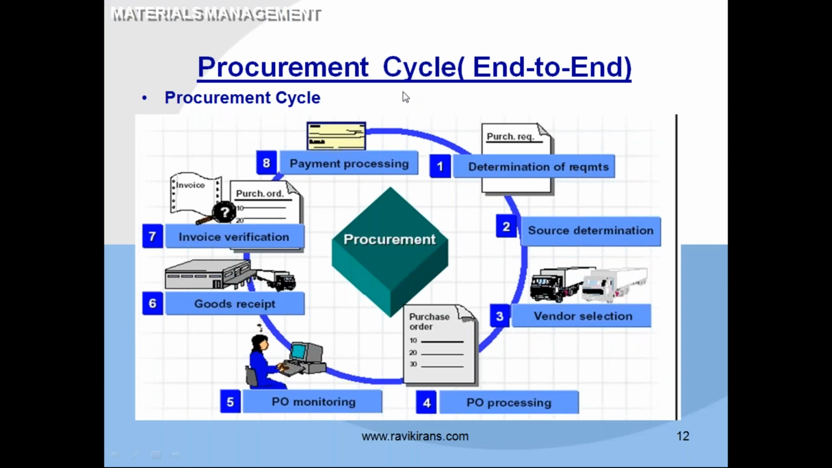So it has 8 steps. It starts with purchase requisition. Second is source determination. Third is vendor. Four is PO. Just take these 8 steps. Then I'll go back to the basics: how to log in and all these things I'll tell you. But this is the total procurement cycle.